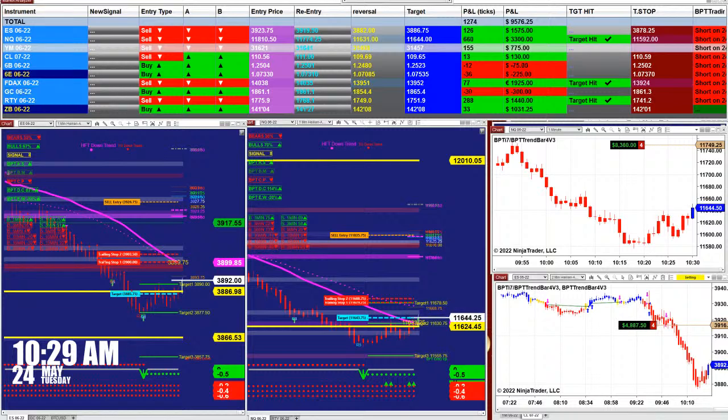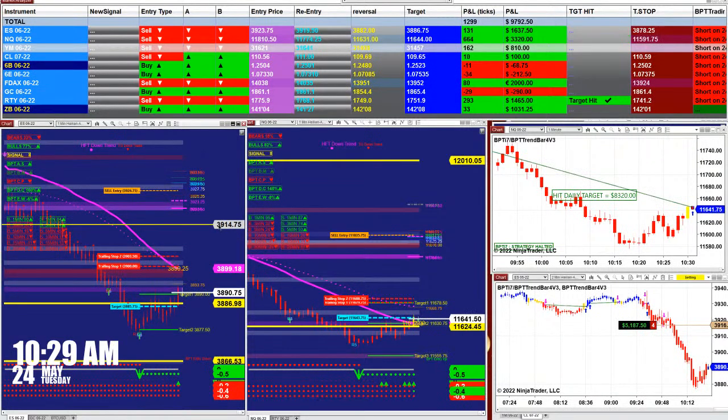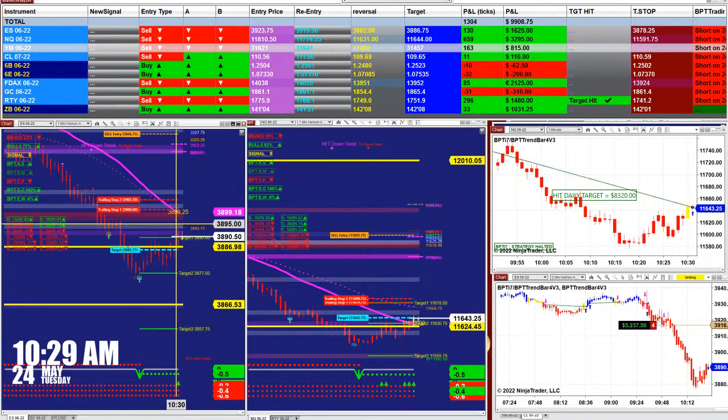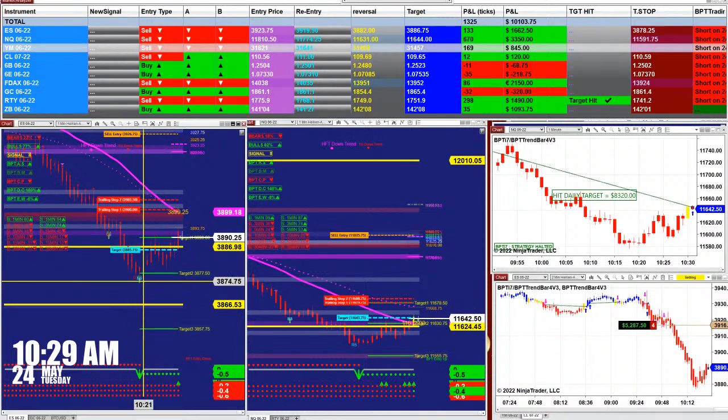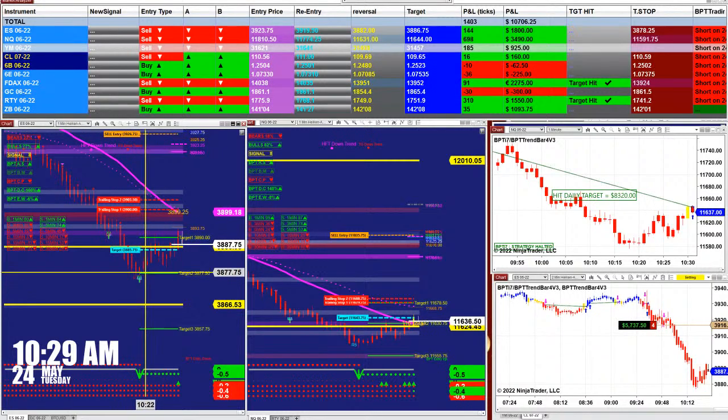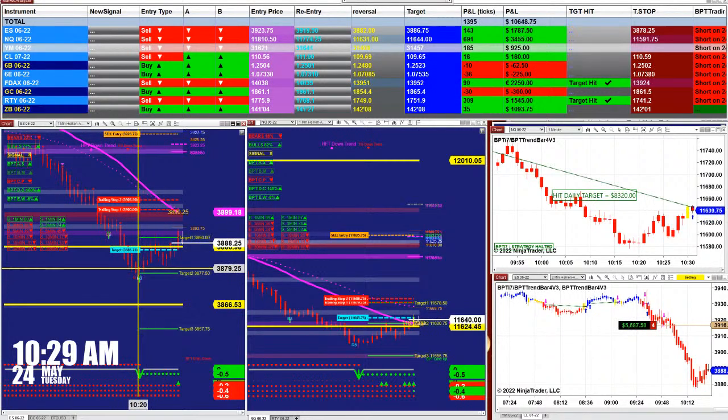So as we see here, I'm not worried about the pullback because there is a heavy resistance, and this is actually a re-entry, and you can see where the reversal fired right at the target 2. So it is right in line with what we were expecting. So there are no surprises here. Now on the ES, this is technically a re-entry, and there is no long, that's for sure.